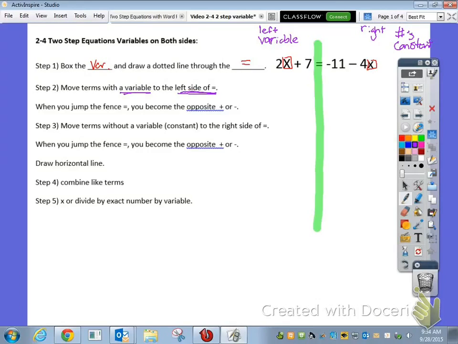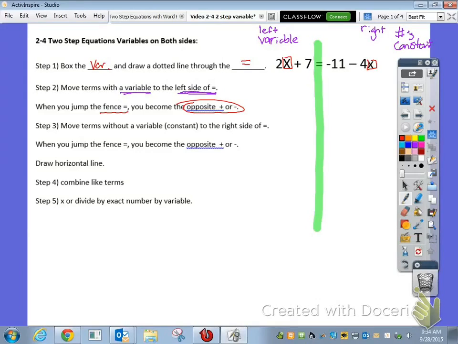Okay, now I've told you something very specific right here. I call it jumping the fence, because the equal sign kind of looks like a fence. When you jump a fence, you become the opposite. It's just like when we said +4, the opposite of adding 4 is to subtract 4. So when you jump the fence, you become the opposite.